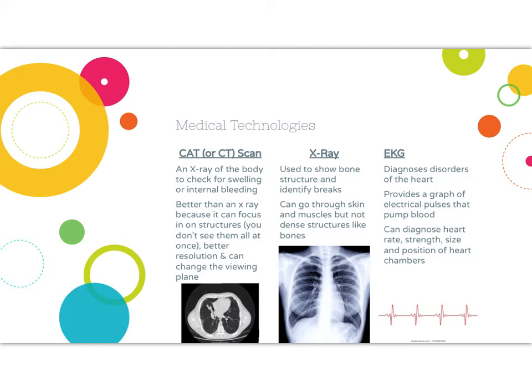There are tons more. So a CAT, or CT scan, is an X-ray of the body to check for swelling or internal bleeding. It's better than an X-ray because it can focus on specific structures, aka you don't see them all at once like you would in an X-ray, and it has better resolution and can change the viewing plane. So you're looking at a chest CT here. These are the lungs.